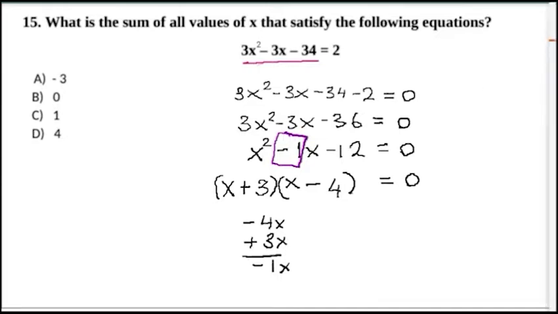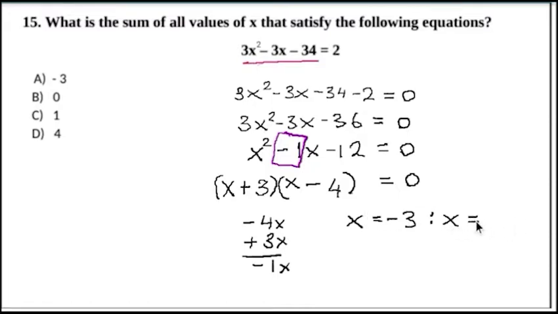Alright, so now we have the two factors. So x plus 3 is equal to 0. So x will be equal to minus 3. And also we have x minus 4 to be 0. That means x is equal to plus 4. So in the question we're getting the sum of the values that satisfy the equation. So the sum of, let's call it x1 and x2. So x1 plus x2 will give a result of plus 1. So the answer is C.